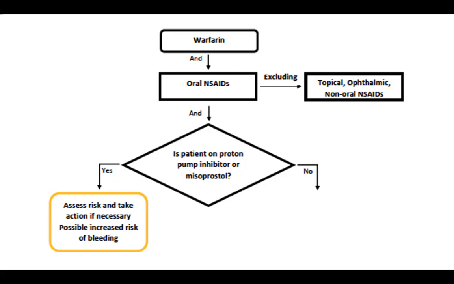The first decision point, after we've identified patients on both an agent of interest, warfarin, and NSAIDs, is whether the patient is on a proton pump inhibitor. The evidence is relatively thin with respect to the ability of PPIs to prevent bleeding in patients receiving both warfarin and NSAIDs. But we do know that PPIs are protective. We also know that misoprostol is protective in terms of gastro irritation. So we're recommending that if patients are on these, we're reducing the risk, and that's one way patients and their providers can mitigate harm associated with this particular interaction.